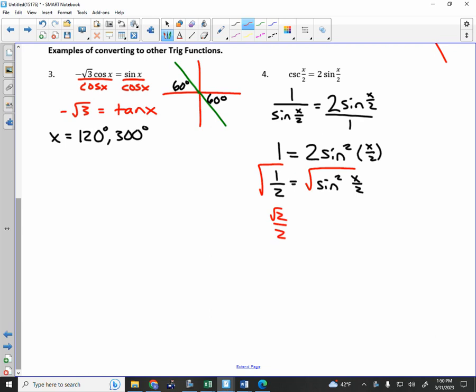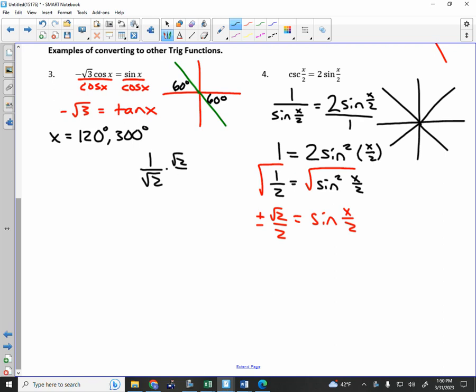That sounds familiar, doesn't it? And because we're taking the square root of a variable, we list the positive and the negative. So root of 2 over 2. I have 4 solutions because we have the plus or minus. So I have first, second, third, and fourth quadrants. 45 degrees, very good.